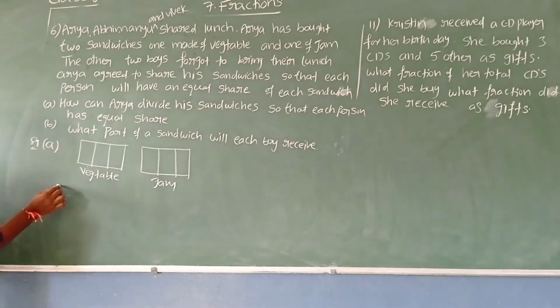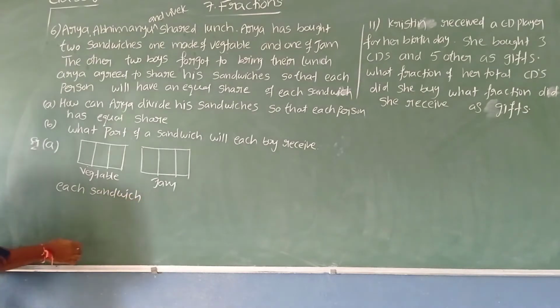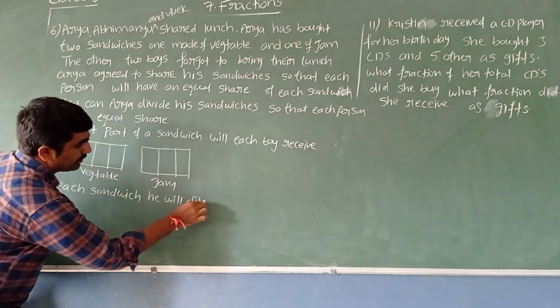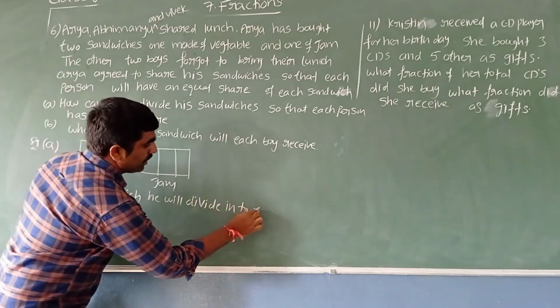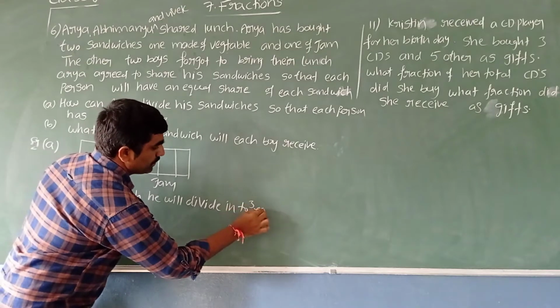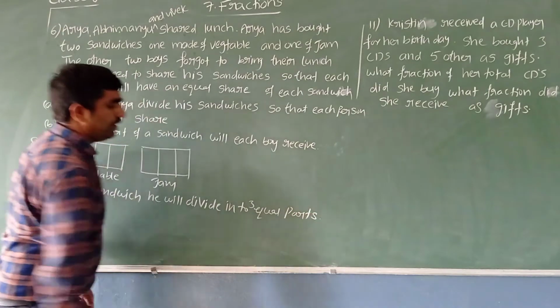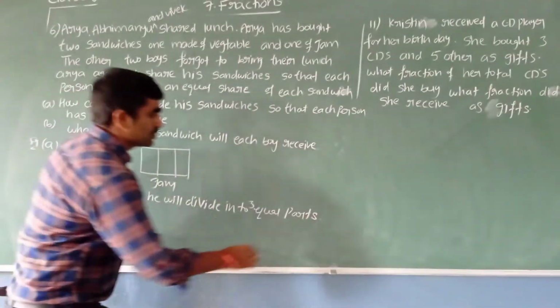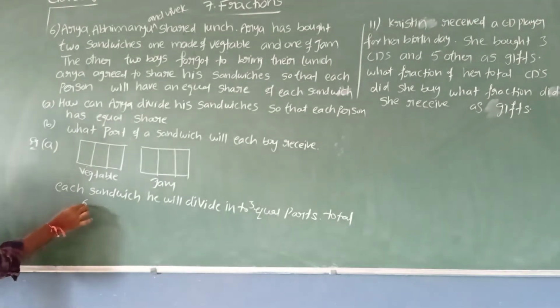So we can write: each sandwich he will divide into three equal parts. Each sandwich will be divided into three equal parts. So in total, 6 parts.